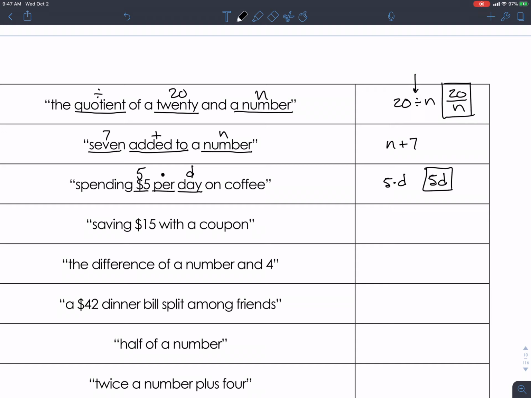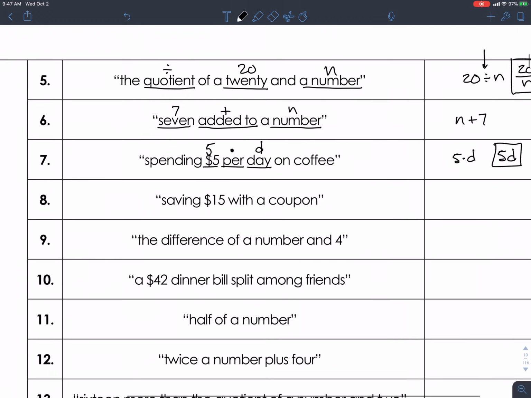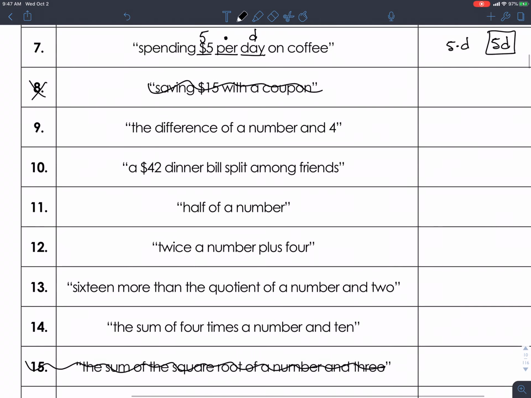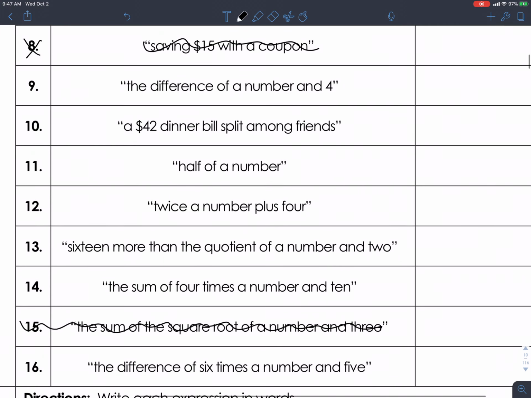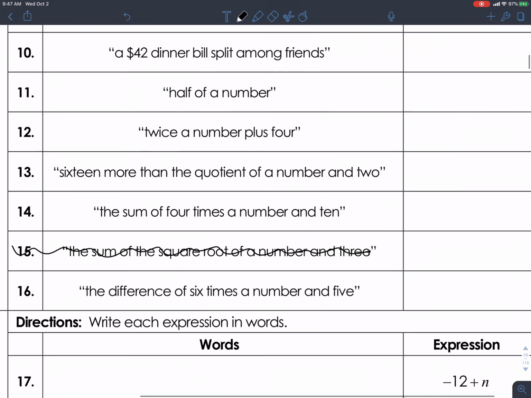Okay, I'm going to do 8 because it's kind of a difficult one. Saving $15 with a coupon. That one, you know what? I'm going to cross that one out. I don't like it. It's confusing. Don't worry about that one. Try to do the other ones here on your own. I want you to try to do all of them on your own except for 15. So don't come and ask me, hey, do we got to do all of them? Yeah, I'm telling you right now. 9, 10, 11, 12, 13, 14, and 16 you need to try to do on your own.